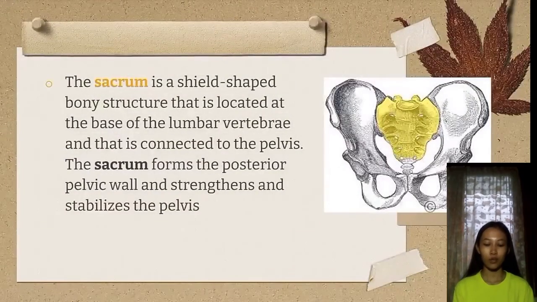Next is the sacrum. It is a shield-shaped bony structure that is found at the base of the lumbar vertebrae that is connected to the pelvis. It connects the spine to the hip bones or the iliac.